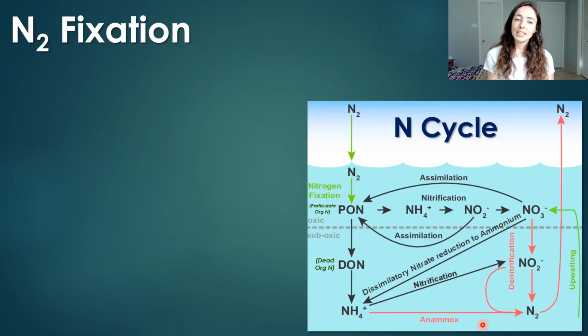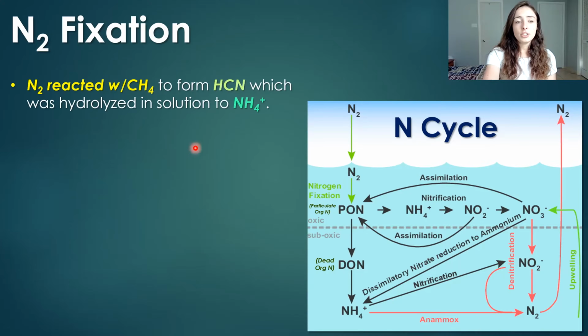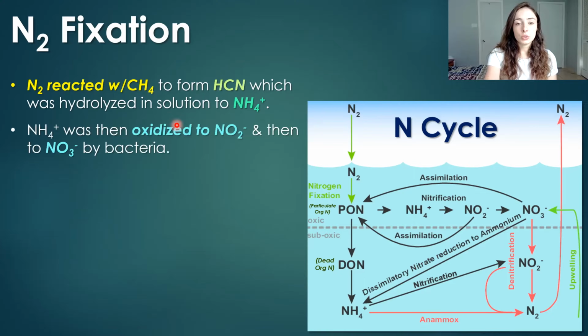The invention of methanotrophy also had major implications for nitrogen fixation. So let's talk a little bit about the nitrogen cycle and how this worked. Nitrogen, N2, which is abundant in the atmosphere and has been for all of time on Earth, reacted with methane to form hydrogen cyanide, which then in solution formed ammonium. Ammonium was then oxidized to nitrite and then nitrate by ammonium oxidizing and nitrite oxidizing bacteria.